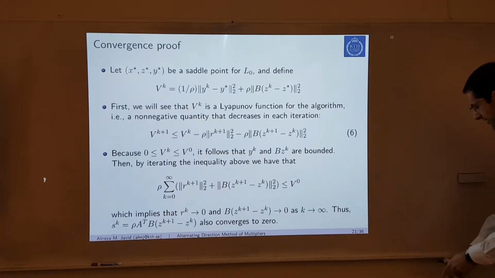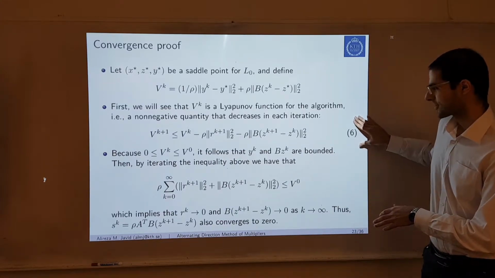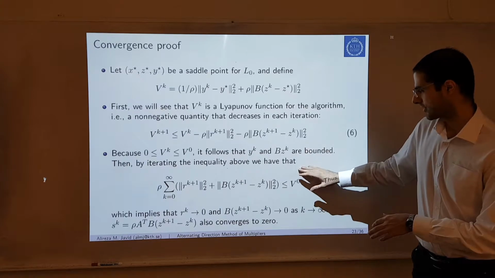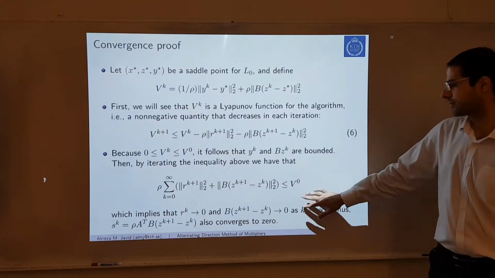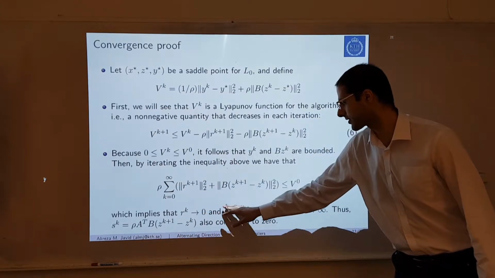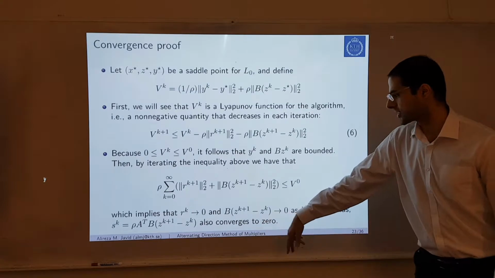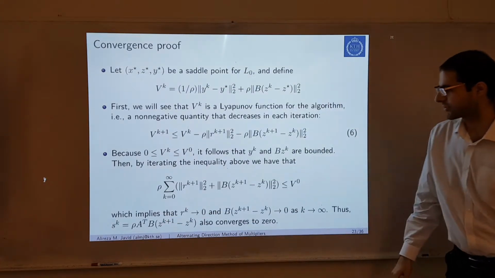Okay, now I'm done. If we agree that this is true, then the rest is straightforward. We can see that this inequality holds, and therefore each of these terms, rk, should go to 0, otherwise this will be unbounded. These two go to 0, and this is actually a function of the dual residual.